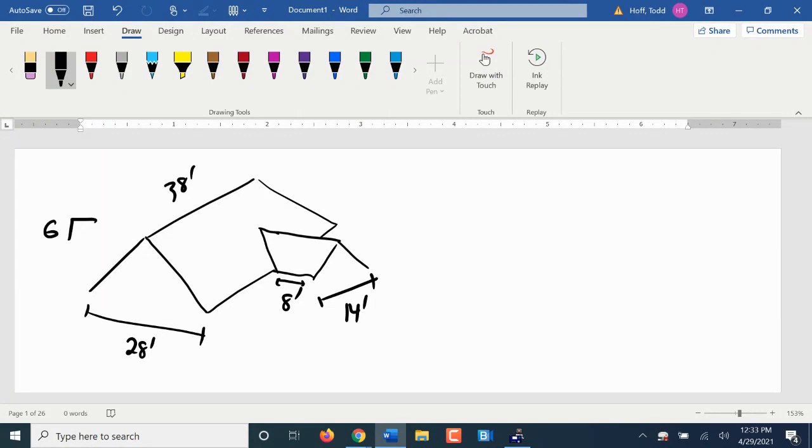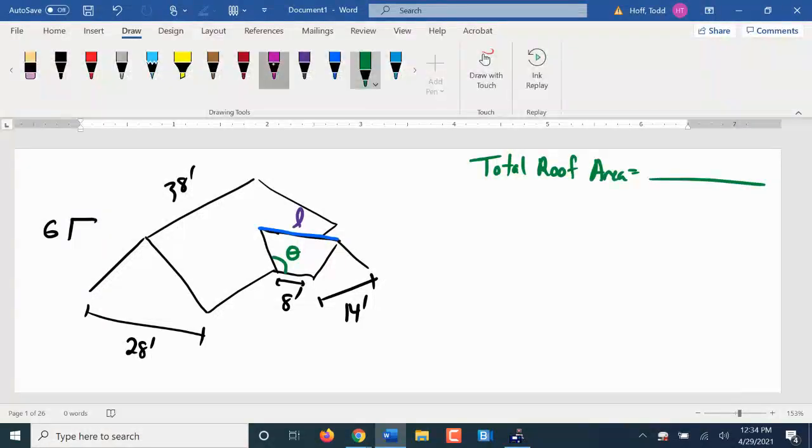And the things I am going to ask you to find here, L, which is just the length of this ridge. I'm going to ask you to find theta, that angle there. I'm going to ask you to find total roof area. So let's start finding some dimensions.